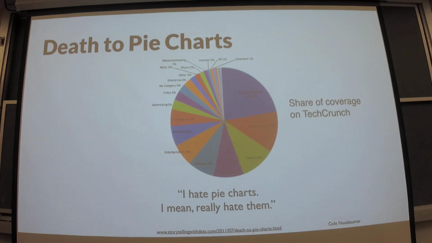So here's a pie chart that shows us the share of coverage on TechCrunch by certain sectors of the industry, like general consumer, web, social networks, search, and so on. So why isn't this a great chart?